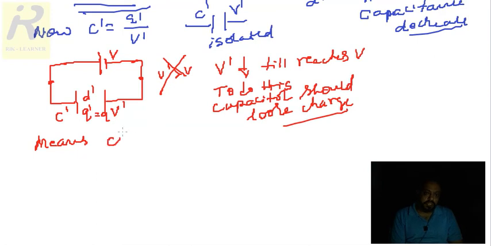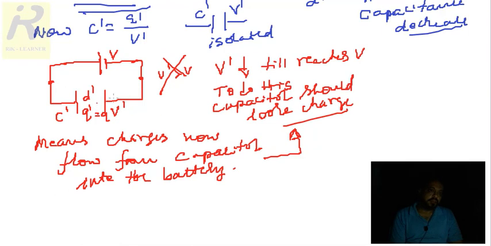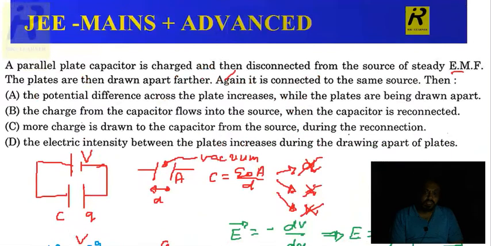So that means charges now flow from the capacitor into the battery. So this will result in the potential difference across the terminals of the capacitor decreasing till it reaches the potential difference of the battery. So now the conclusion, what you can see here in the question, is option A says the potential difference across the plates increases. Yes, this happened as the distance between the plates increased, the potential difference across the plates increases, right?